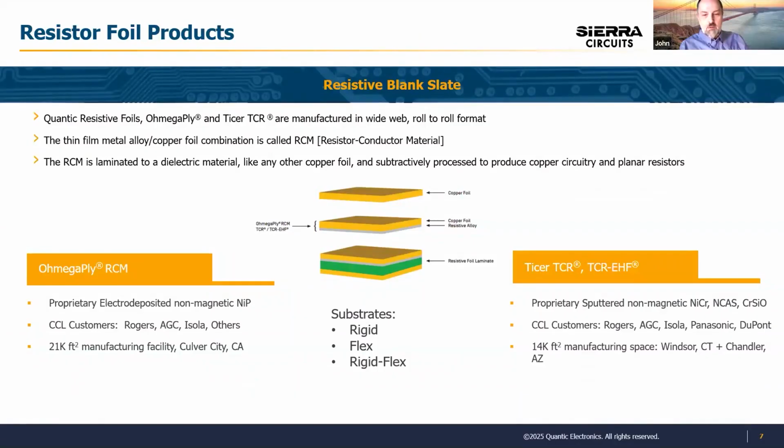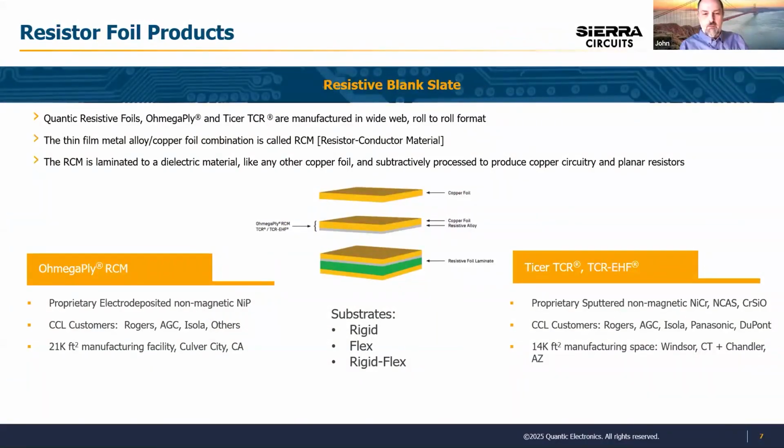And then the other side of it is the Ticer material, and that is a sputtered material. And there we use nickel chrome aluminum silicate, or chrome silicon oxide. So 3 different targets we could use. Over 90% is the nickel chrome, because the other two are used for very high resistance numbers. Again, a lot of the same customer base.